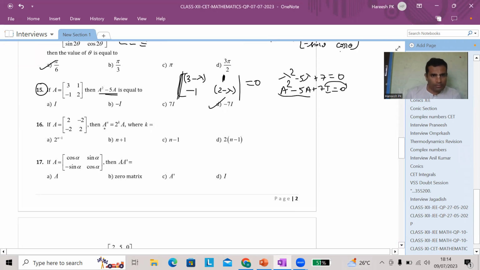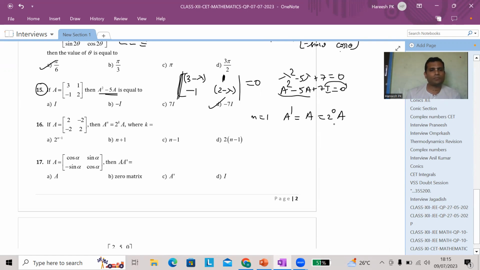They're asking a power n, right? So one way to check is probably put n as 1. When you put n as 1, a power 1 should be a itself, right? That means it should be 2 power 0 into a. So when you put n as 1, k must be 0.